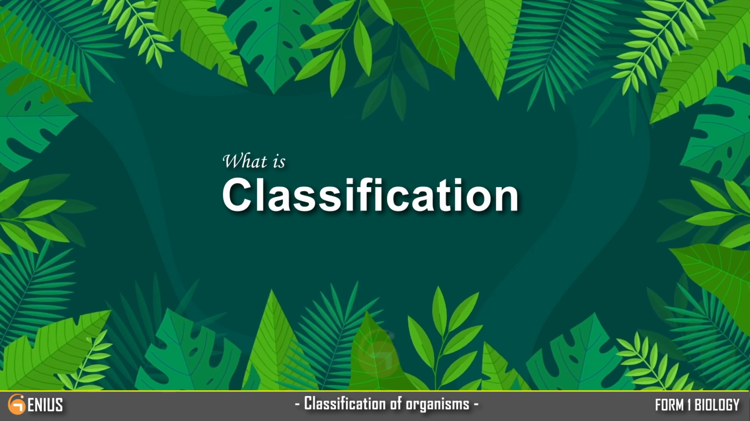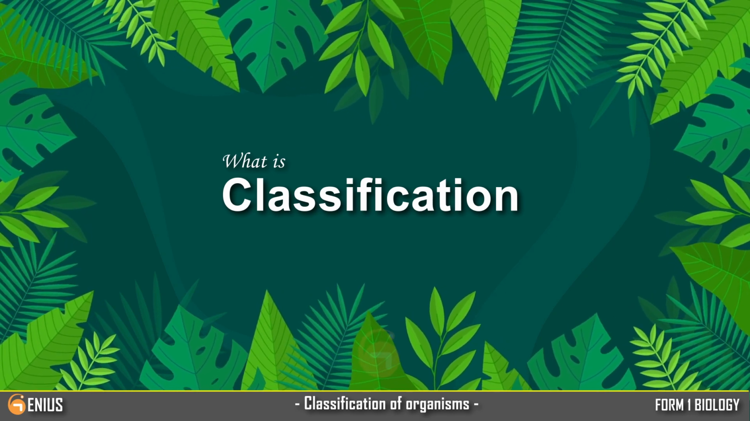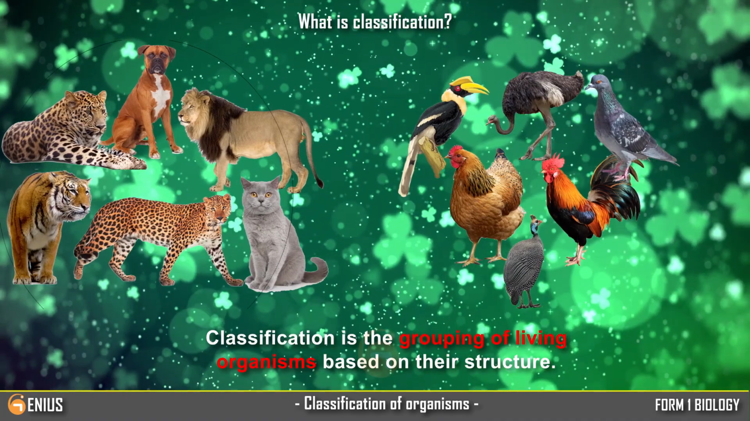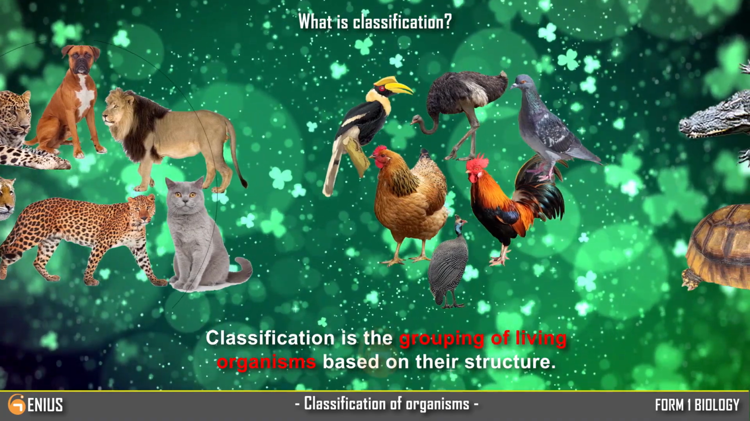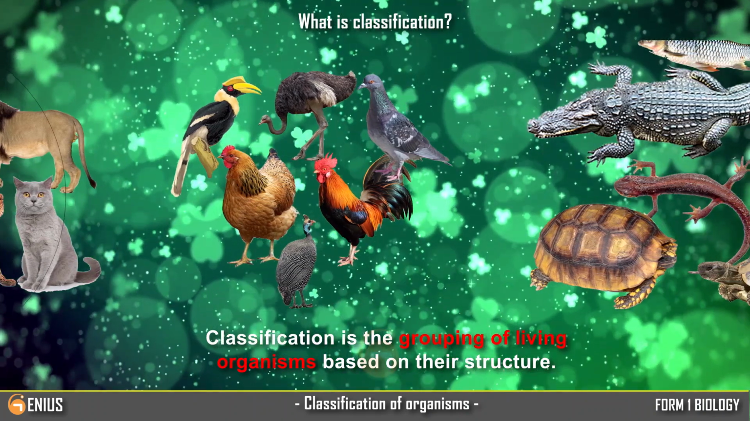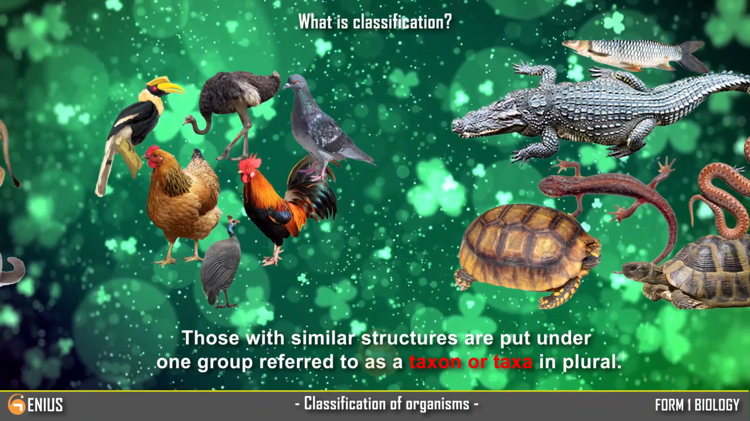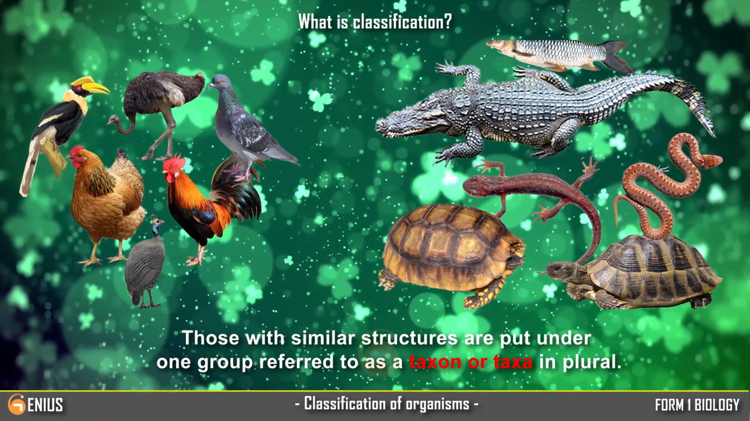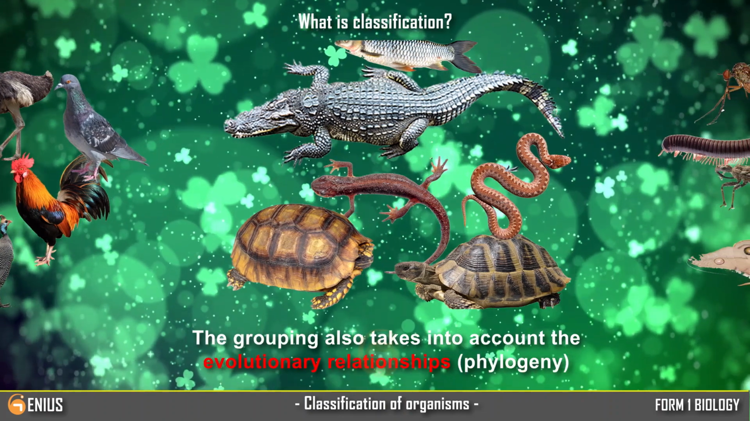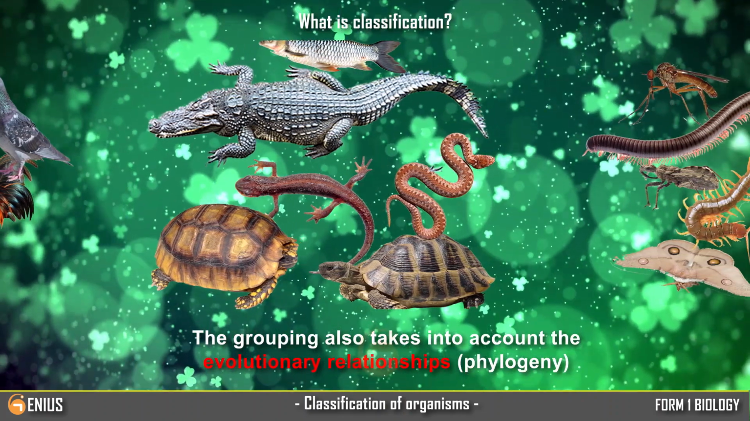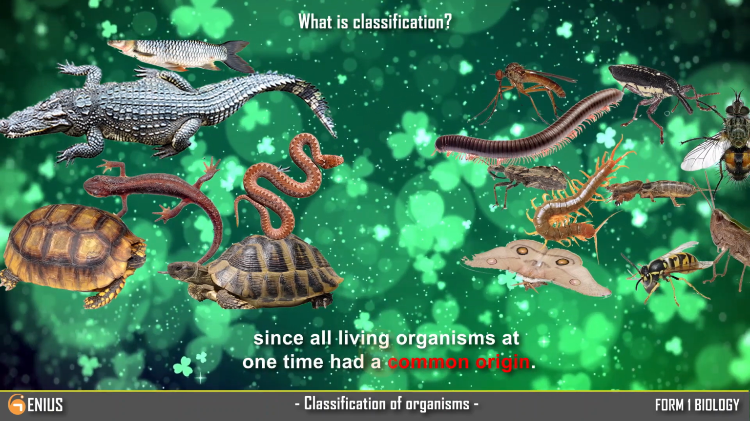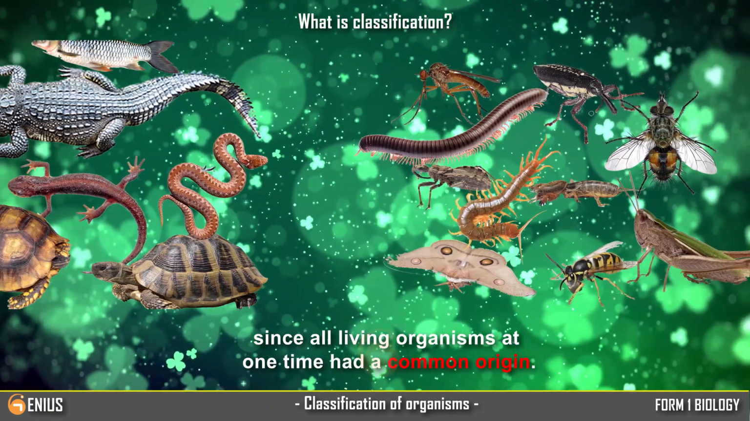What is classification? Classification is the grouping of living organisms based on their structure. Those with similar structures are put under one group referred to as a taxon, or taxa in plural. The grouping also takes into account the evolutionary relationships, phylogeny, since all living organisms at one time had a common origin.